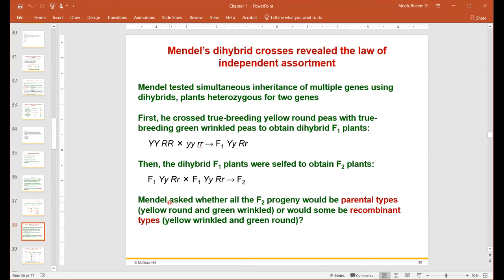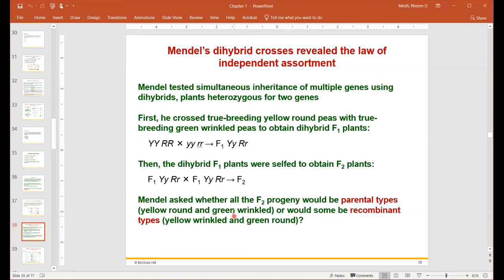So that's how Mendel did his experiments, and he repeatedly came up with this ratio. Mendel asked whether all the F2 progeny would be the parental types, yellow round and green wrinkled, or would they be recombinant types? These are called the recombinant types because these were not the ones you started out with. The parental types were yellow round and green wrinkled, and these are the recombinant.